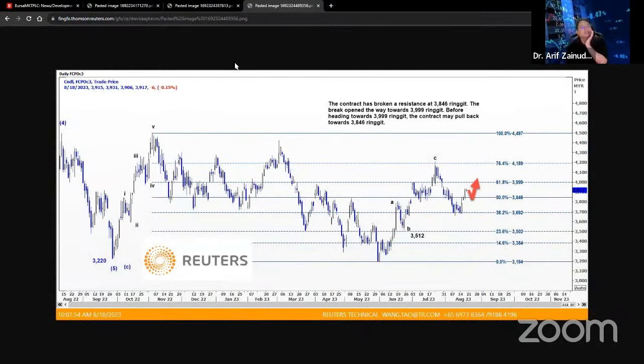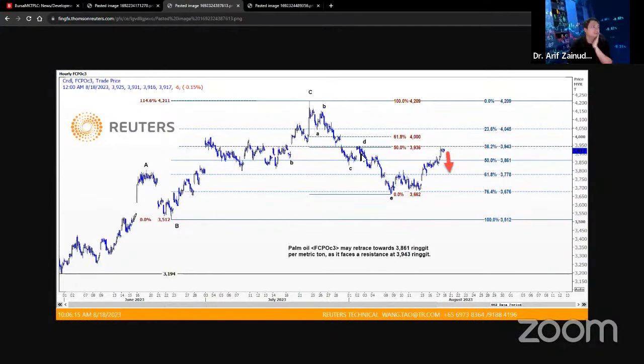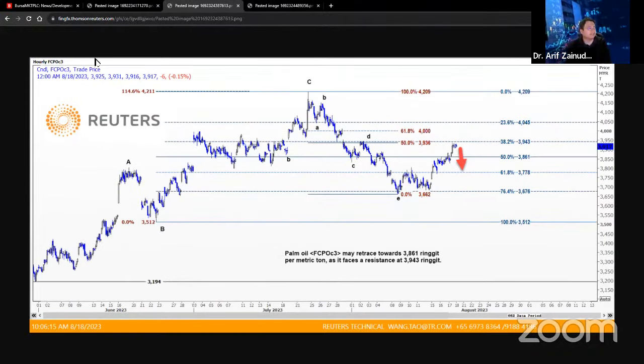This came out in the morning actually. Okay, this came out in the morning. So in the hourly chart, okay, this is the hourly chart. He predicted that FCPO is going down, okay, is going to go towards 3,861 ringgit per metric ton.